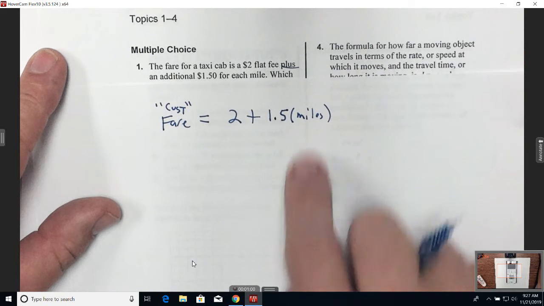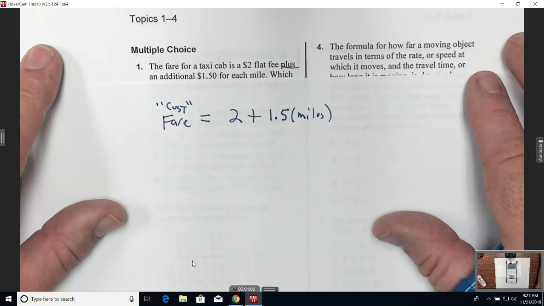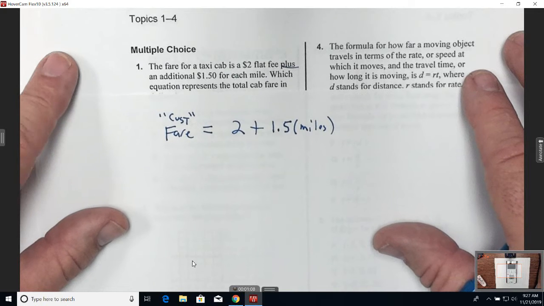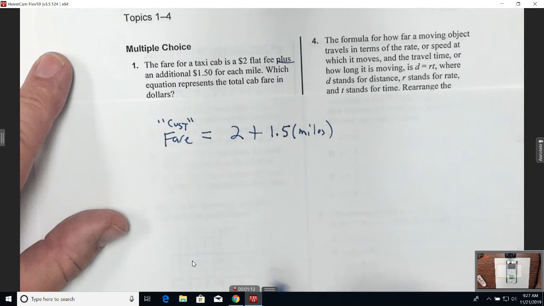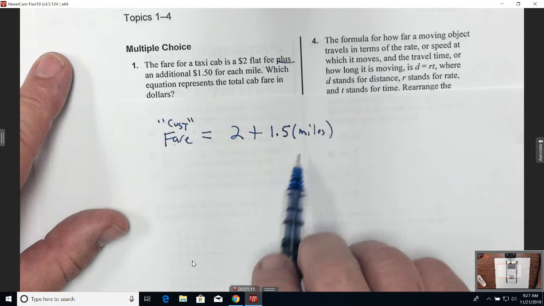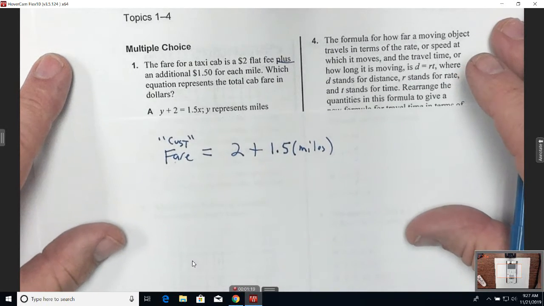So if I drive 1 mile, it's $1.50. If I go 2 miles, it's $3. 3 miles, it'd be $4.50 and so forth. Okay? So which equation represents the total cab fare in dollars? I wonder if they're going to write it in words, like fare in miles, or cost in miles. So look at my first answer choice.